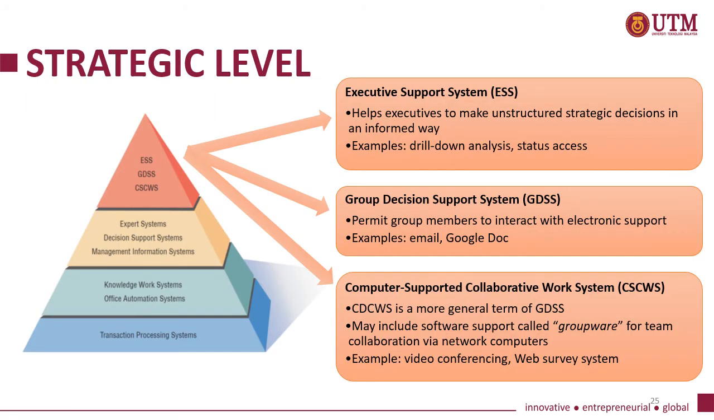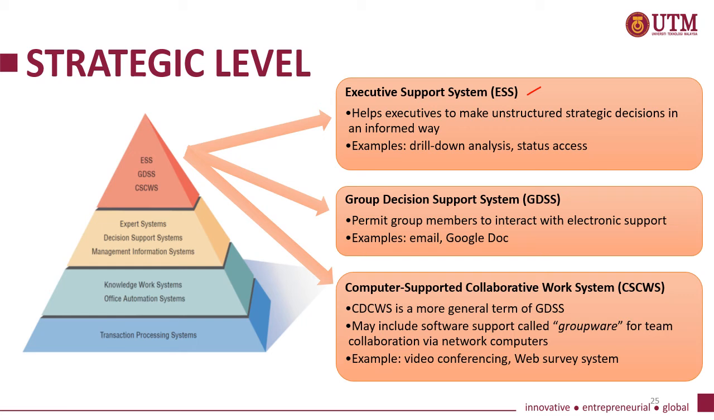At the top, we have three main strategic level systems. The first one is Executive Support System. It helps executives make unstructured strategic decisions in an informed way. For example, drill down analysis and status access.